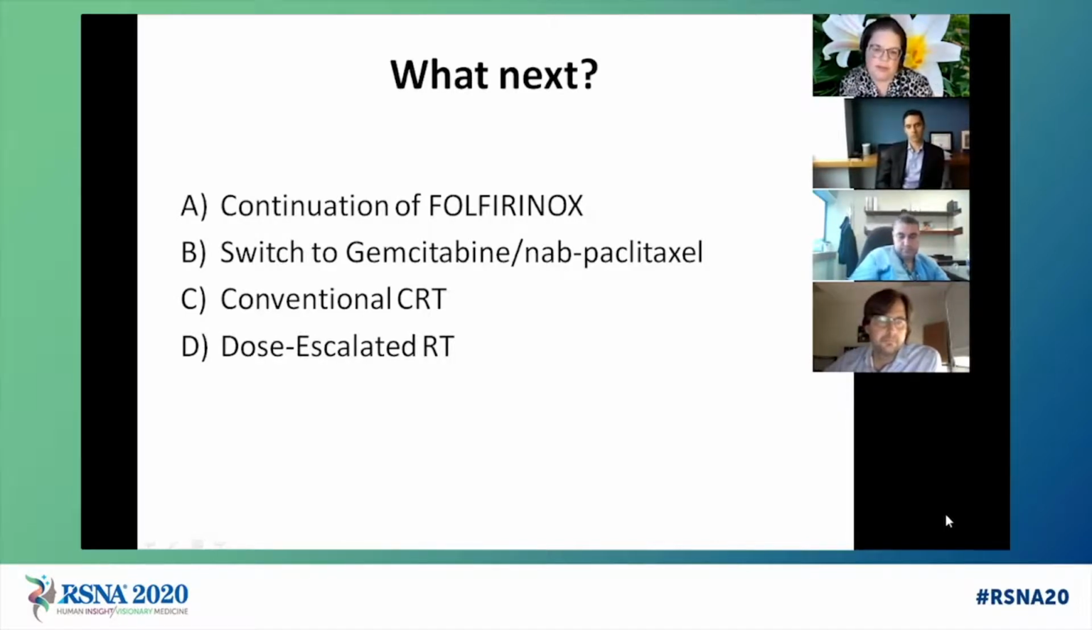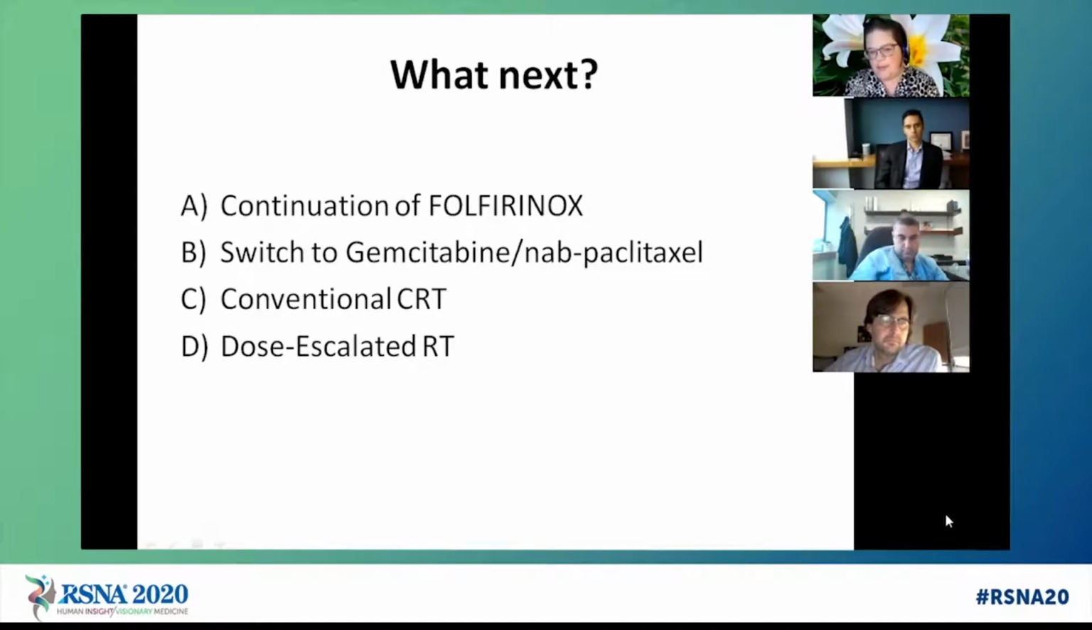But assuming this person does not have a BRCA mutation and they don't have disabling or progressive neuropathy, I would favor continuing FOLFIRINOX for up to 6 months. And then generally I have a conversation about taking a complete chemo break versus continuing on just 5-FU alone, sort of a maintenance strategy.